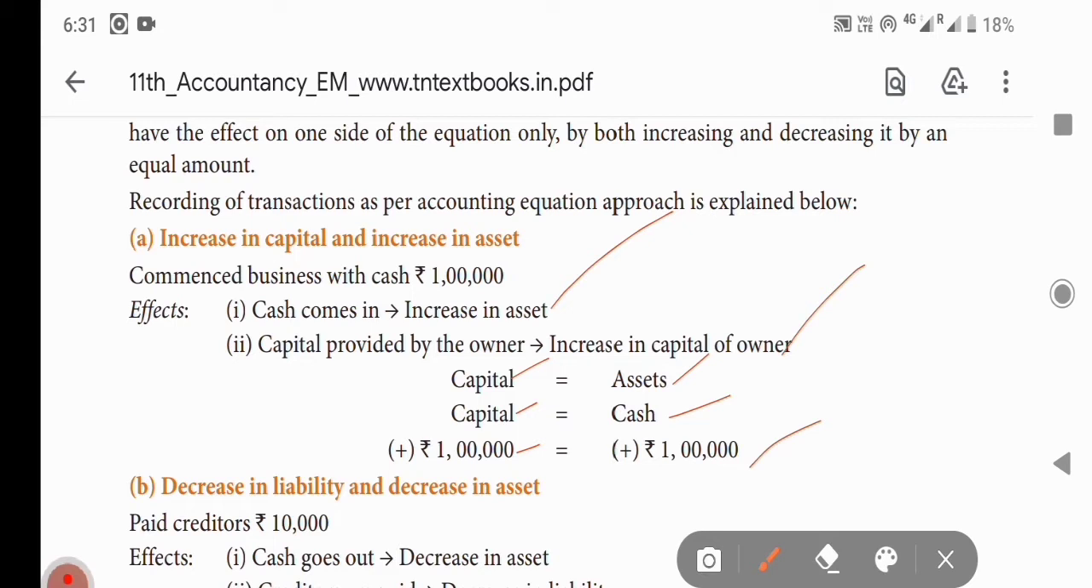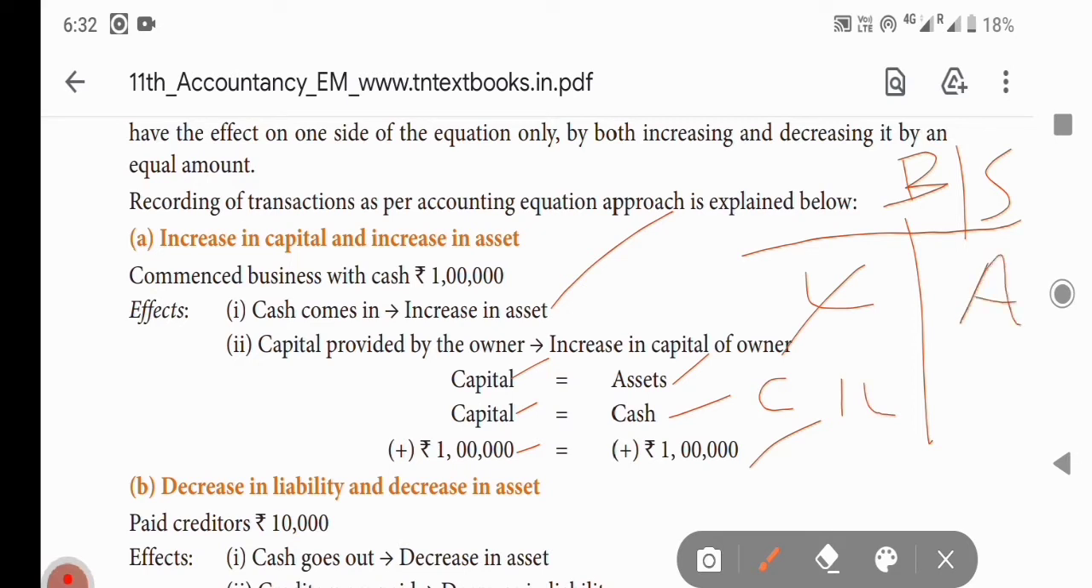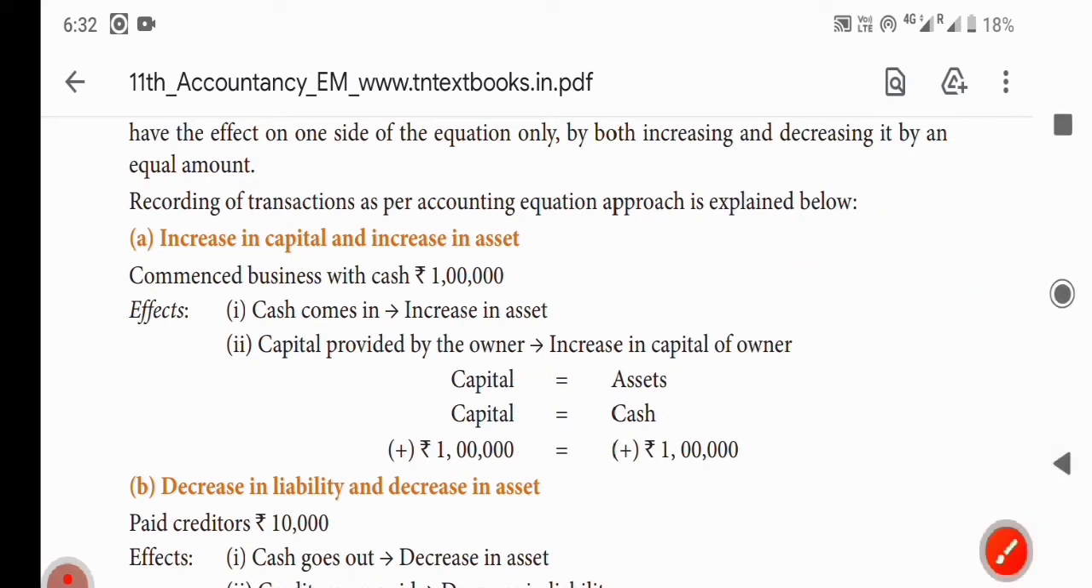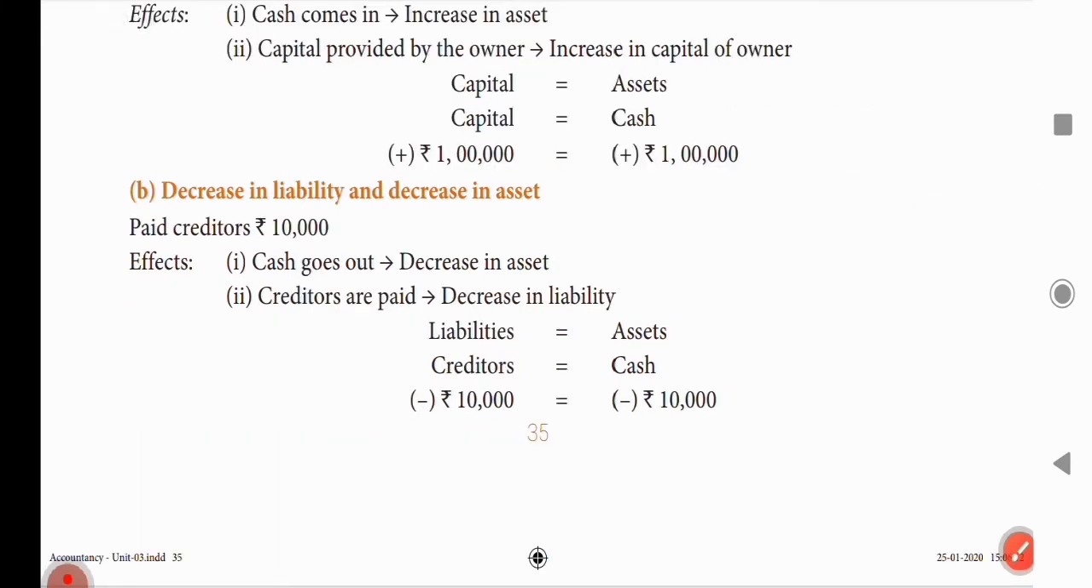So cash account debit to capital account, that is the journal entry we will pass. In the balance sheet, we will pass the entry in the liability side, that is capital is 1 lakh, and in the asset side cash is 1 lakh. So both the sides get tallied, with equal amounts. So this is what increase in capital and increase in asset is.